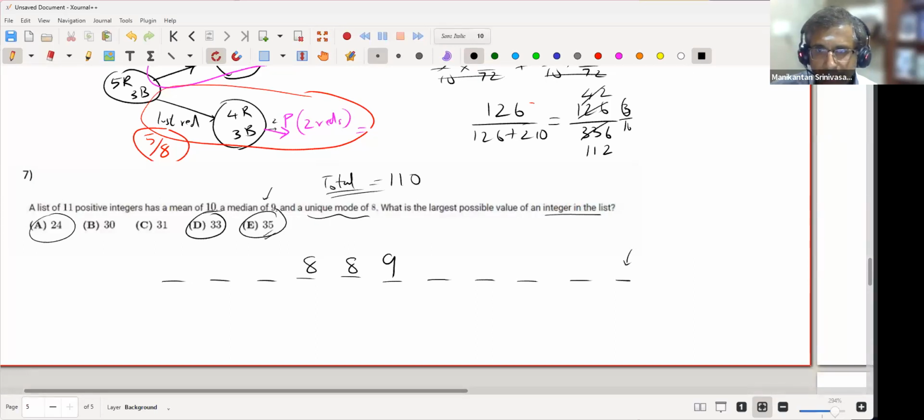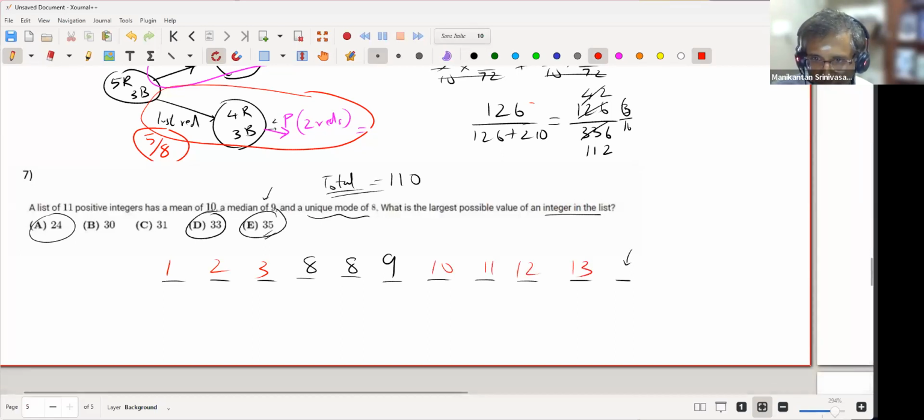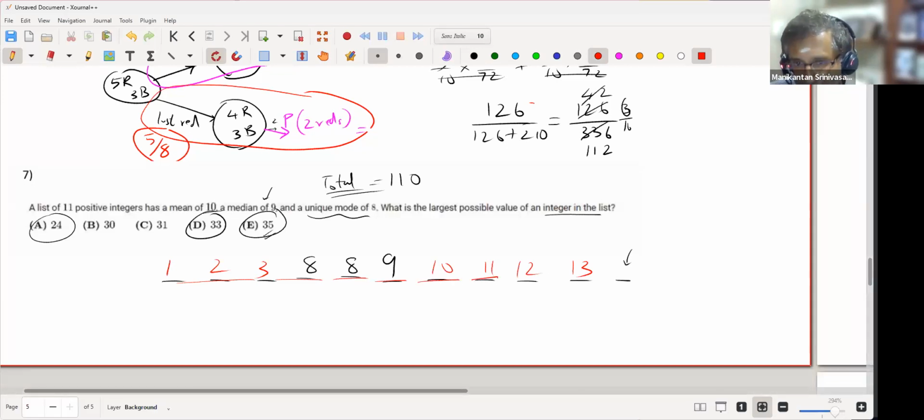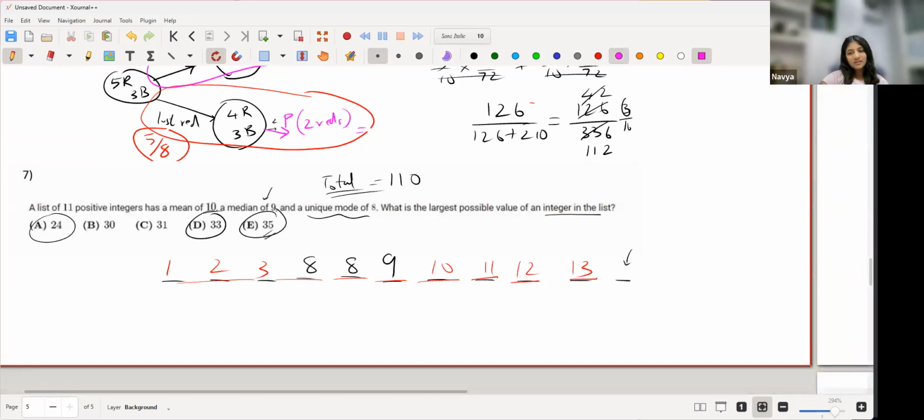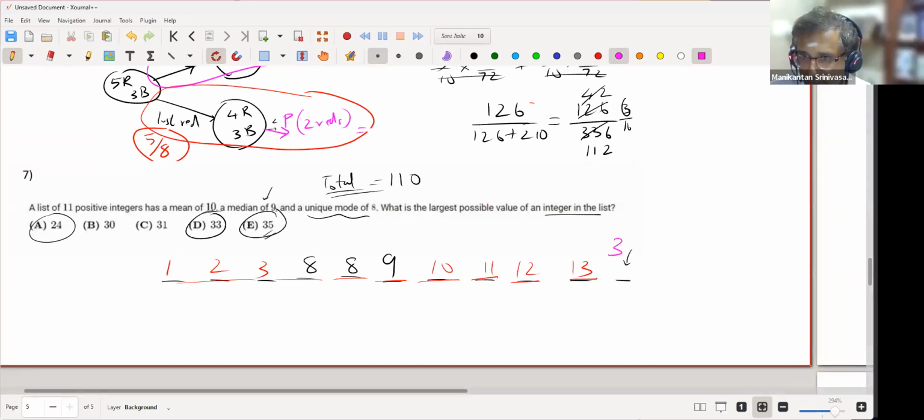So to maximize the last one, I want to keep as small numbers as possible here: 1, 2, 3. Okay, and then I can have 10, 11, 12, and 13. Okay, so let's do this and see what we get. So let's add this: 6, 14, 22, 31, 41, 52, 64, 77. So therefore, the last one is 33, which is tempting, which is also one of the answers, right?